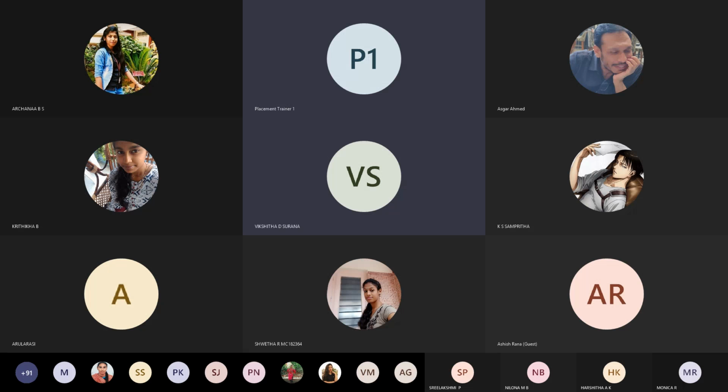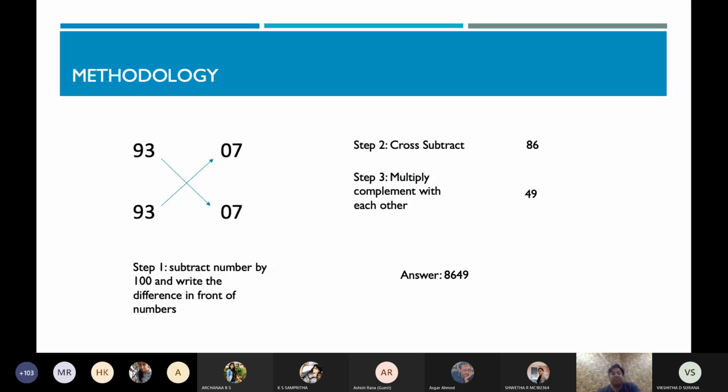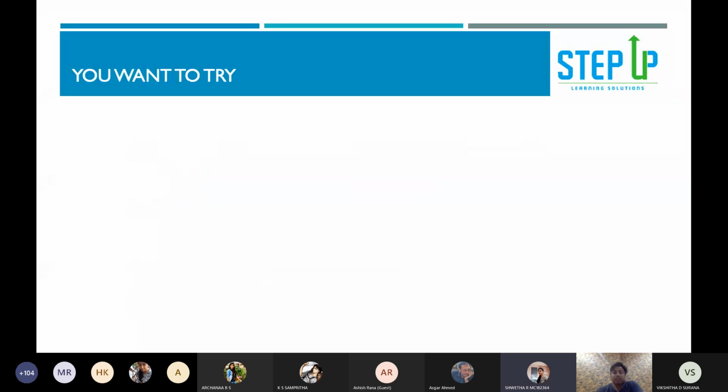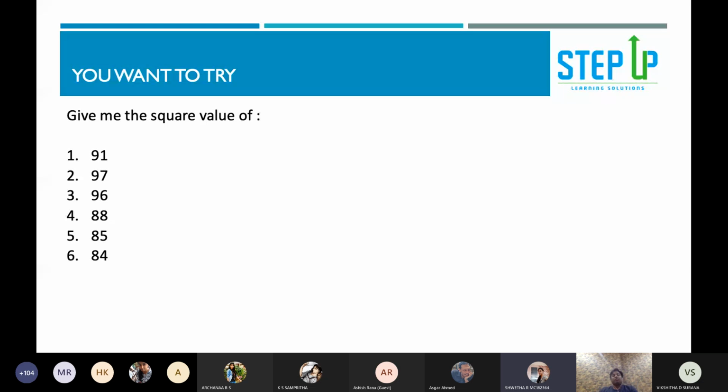91 minus 9 is how much? 82. And 9 square is how much? 81. And your square will be 8281. Yes, your square is 8281. Okay, we have done the square of 91. That is 8281. Perfect. What is the square of 97?